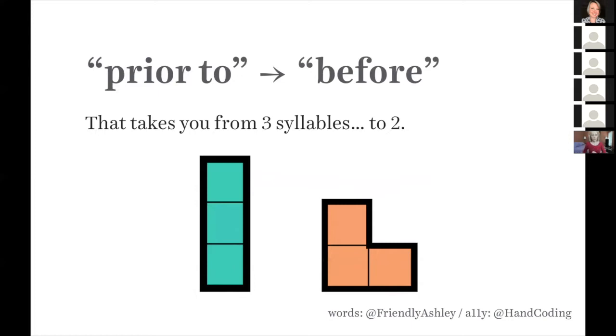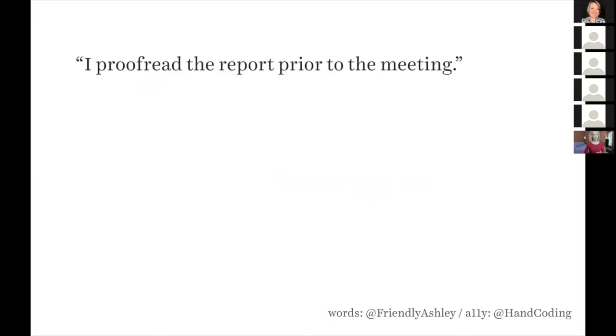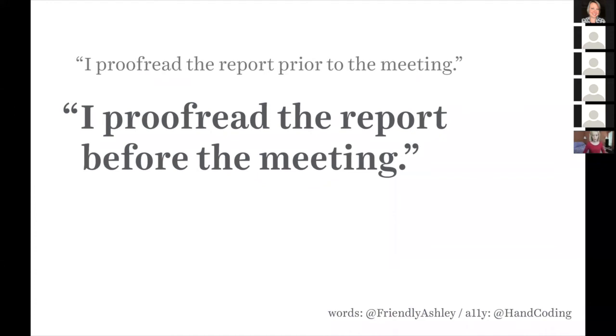So as an example of that, someone might be accustomed to saying something like, "I proofread the report prior to the meeting." But instead, they might be able to say something like, "I proofread the report before the meeting." And you can start to see that even just with these smaller changes, these sentences become easier to understand, easier to get your head around. All the while, these sentences carry the exact same meaning.